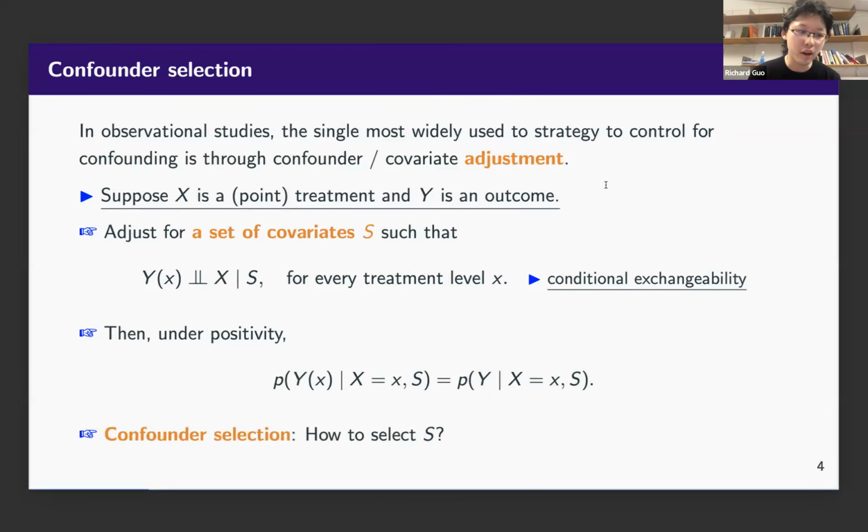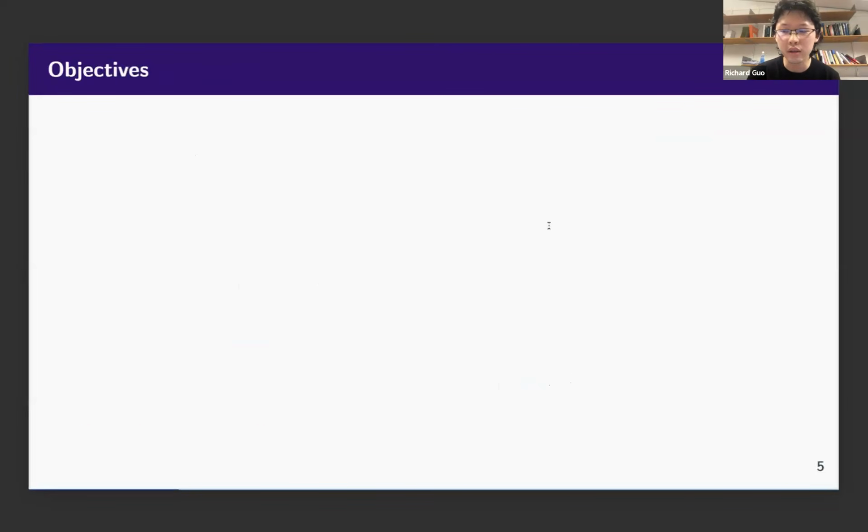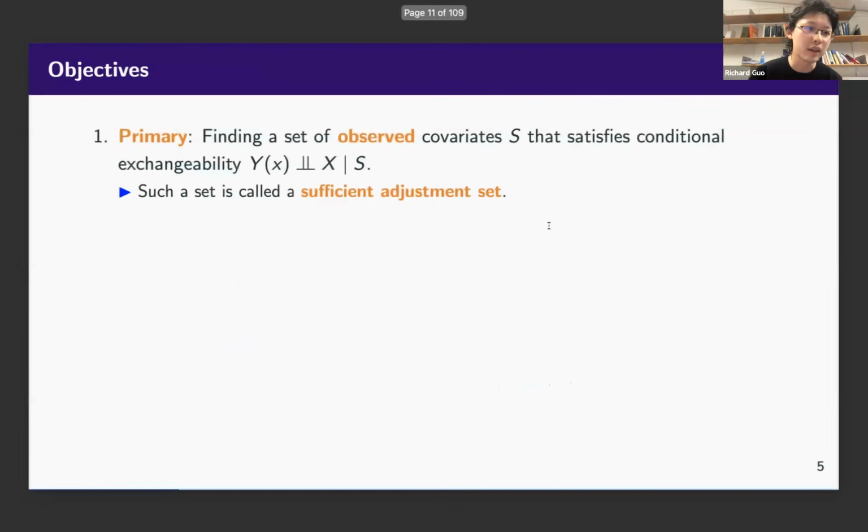So then the million-dollar question is, how do we select such a set of covariates S under which this conditional exchangeability holds? And this is the problem of confounder selection. It can be argued that there are slight variations of the objectives depending on what we're talking about. The primary objective would be how to find such a set of observed covariates such that it satisfies this conditional exchangeability condition. And such a set is called a sufficient adjustment set.